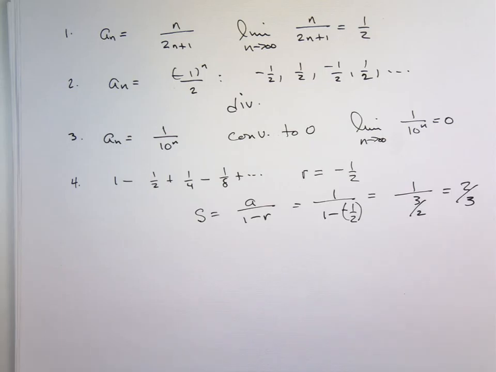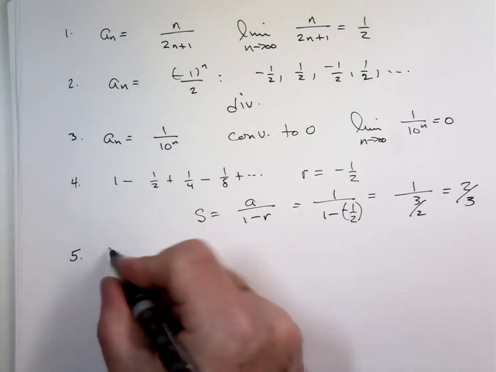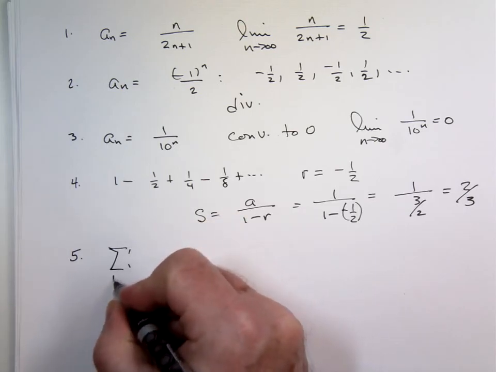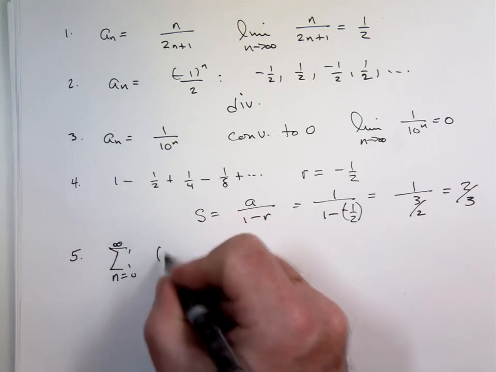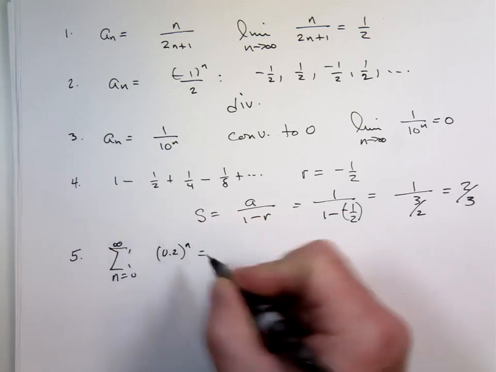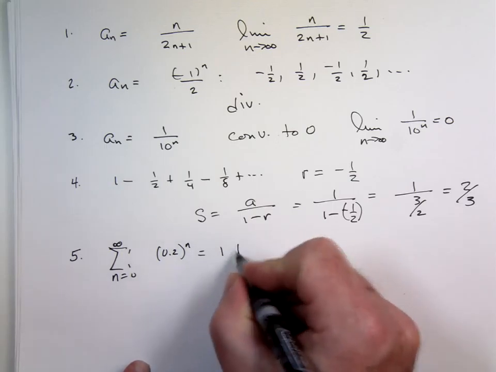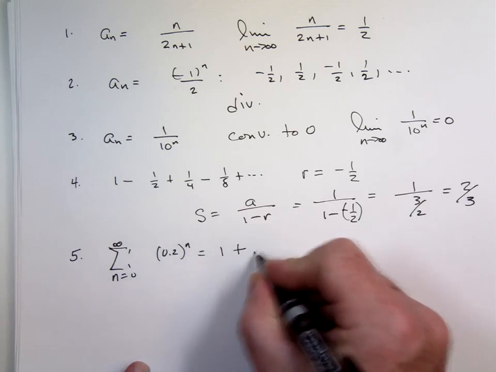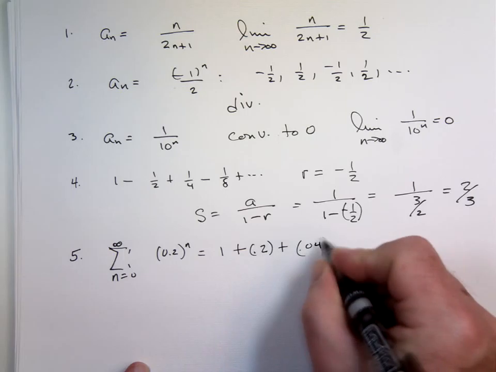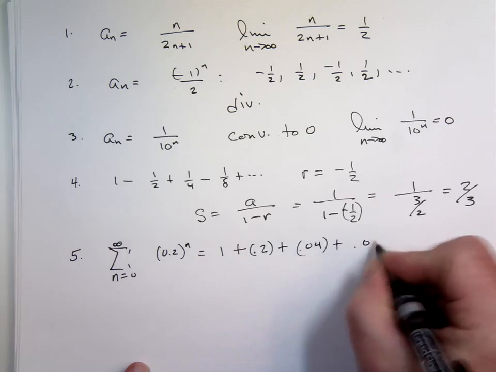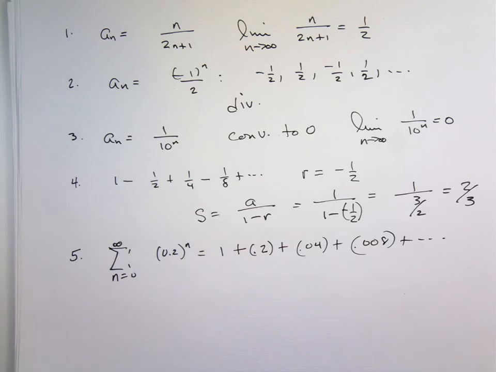Okay? Number 5. We have a series, n equals 0 to infinity, 0.2 to the n. Let's write out a few terms. When n is 0, we get 1 plus. When n is 1, we get 0.2. When it's 2, we get 0.04. When it's 3, it would be 0.008, etc. The series is geometric.